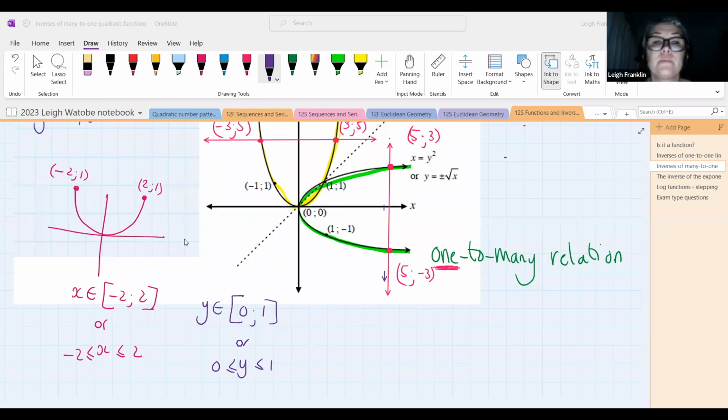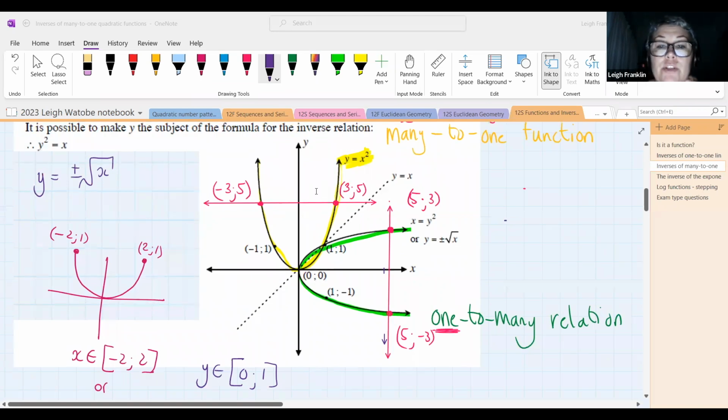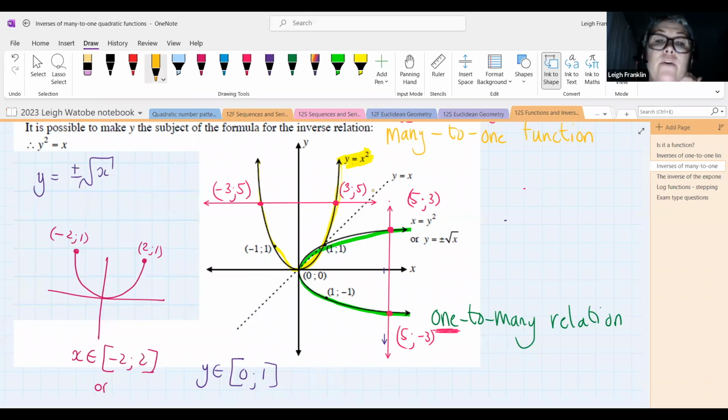Okay. So when you are writing the domain and the range of the original function, let's go back to the yellow graph here. If I was asked to write the domain of this original function, I can't write it using set builder notation, but if I want to write it as x is an element from -infinity to +infinity, I can do that.